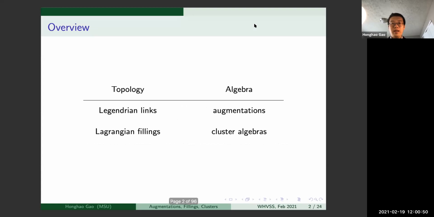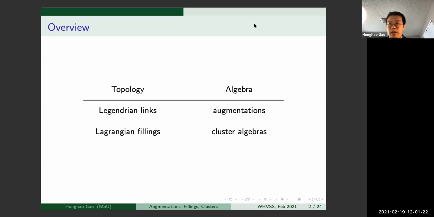Let me begin the talk with this table, which shows the main components that I'm going to talk about today. I'm going to talk about some invariants for geometric objects in contact and symplectic topology. On the topological side, we're going to look at Lagrangian links and their exact Lagrangian fillings. And we're going to look at some invariants, which are algebraic constructions, associated to the isomorphism classes.